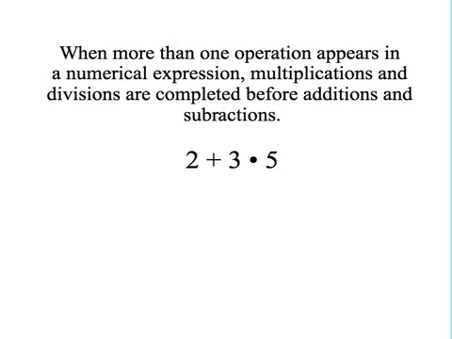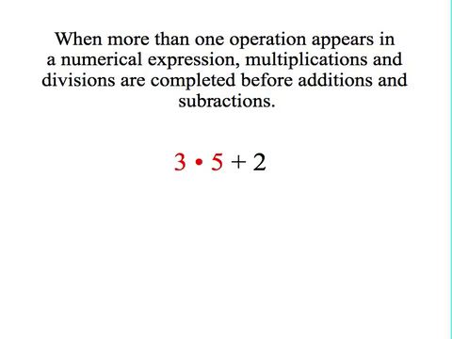When more than one operation appears in a numerical expression, multiplications and divisions are completed before additions and subtractions. So in this expression, the 3 times 5 goes first because that's multiplication and we get 15. And then the addition is done and 2 plus 15 is 17. This is a similar expression written in a slightly different order, but it still involves 3 times 5 and then an addition. So we do the multiplication first, we get 15, we add 2, and we get 17.